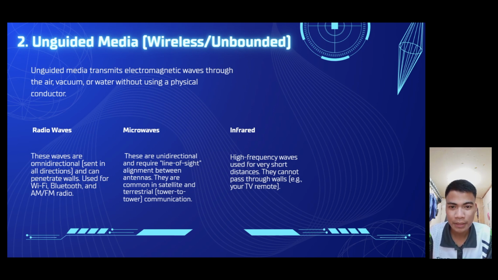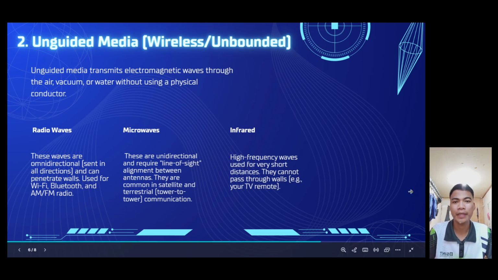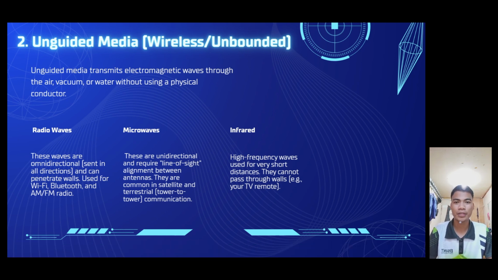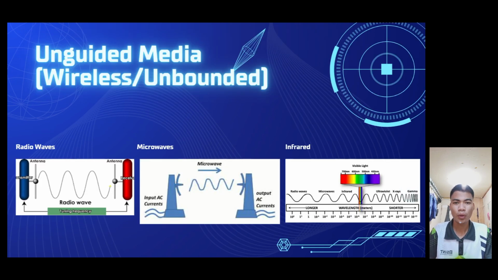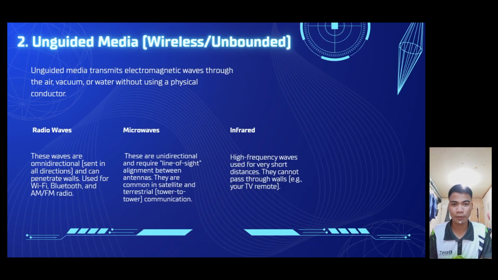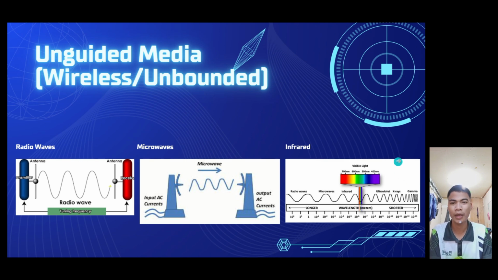And the third is infrared. This is for very short distances and cannot pass through walls. You use this every time you use a TV remote or a wireless mouse. In short, radio is for range, microwaves are for long distance data, and infrared is for close-up control, and that's all.